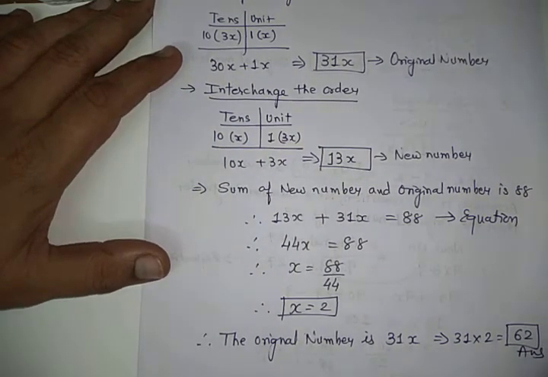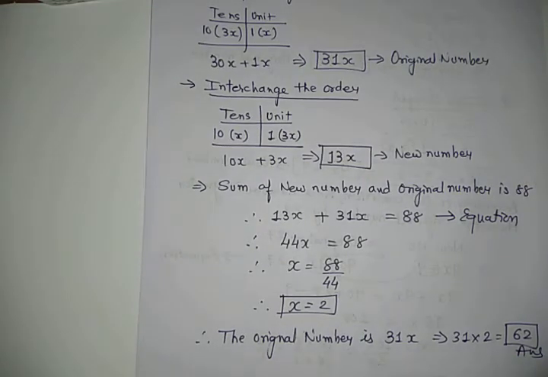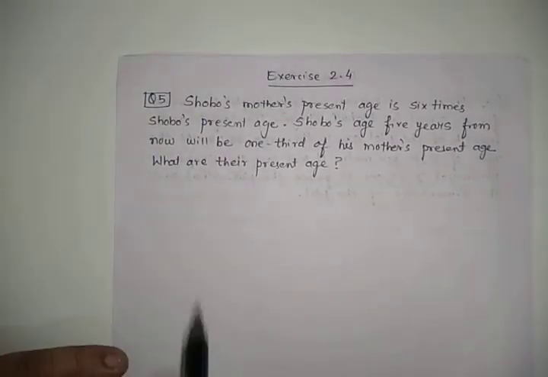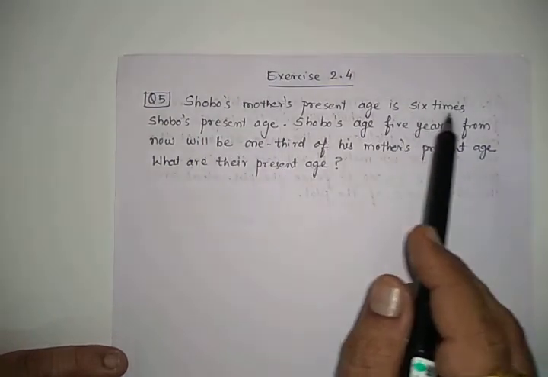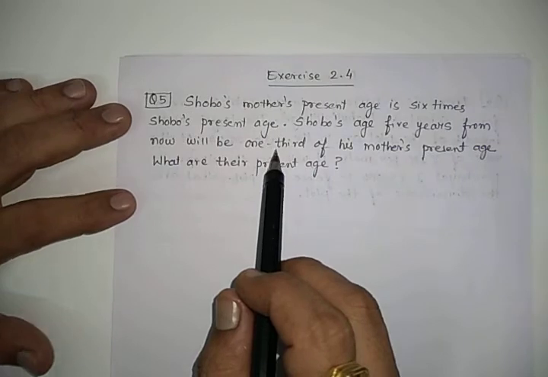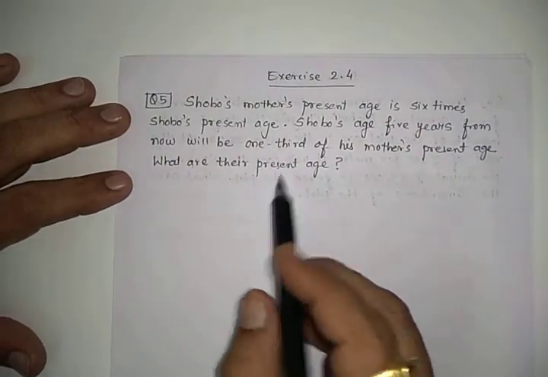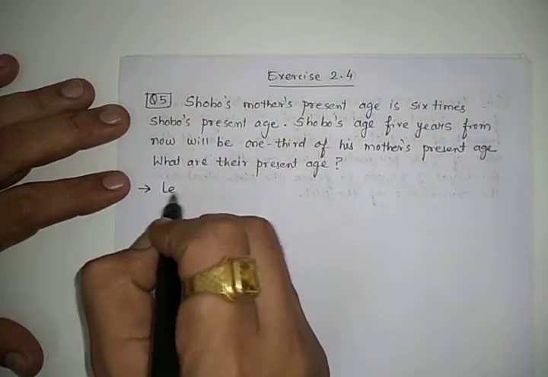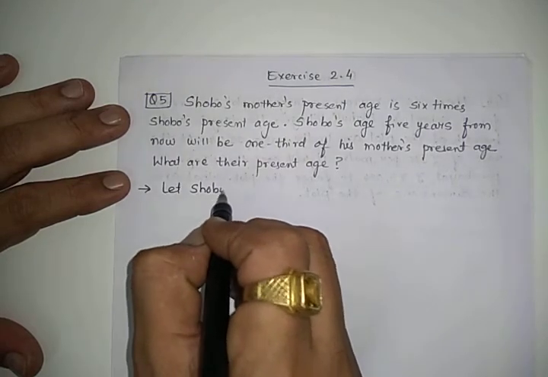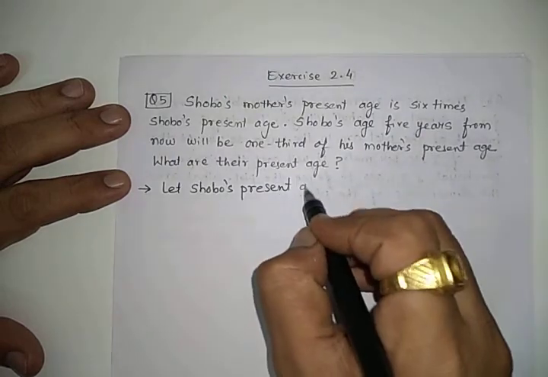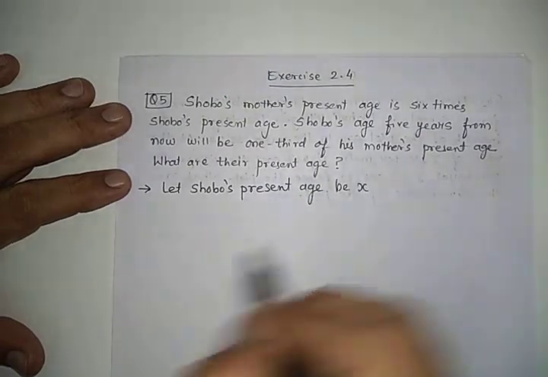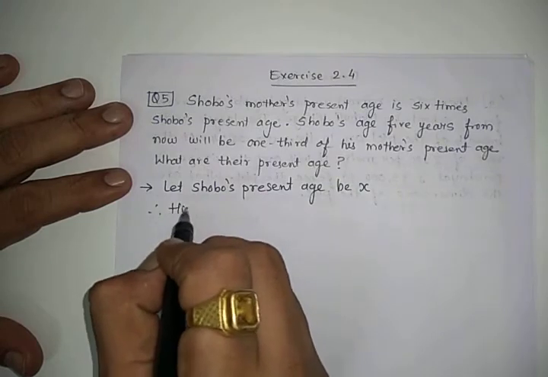Hope this much is clear to you, and we proceed to the next sum, that is sum number 5. Question number 5. Subhu's mother's present age is 6 times Subhu's present age. So we don't know what Subhu's present age is. So let Subhu's present age be x.